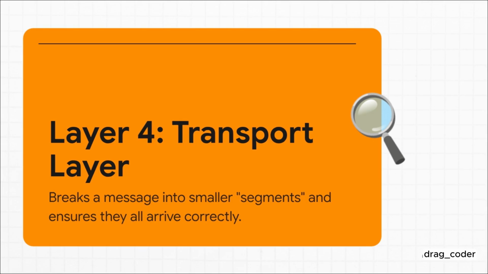All right, now we're getting to the transport layer. You can think of this one as our reliable delivery service. It takes your big message and chops it up into smaller, much more manageable pieces called segments. And its most crucial job is to make absolutely sure every single one of those segments arrives at the destination in the right order without anything getting lost or mixed up.